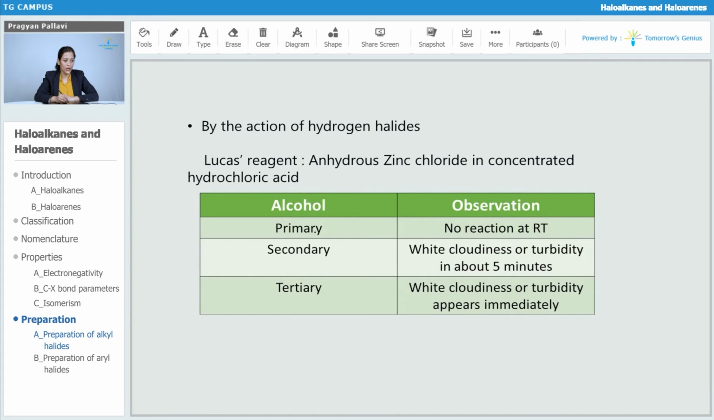So if we are having primary alcohol, it is found that there is no reaction. If we are having secondary, then white cloudiness or turbidity is observed in just 5 minutes. When we are having tertiary alcohol, white cloudiness and turbidity appears immediately, or we can say instantly. So in this way, using this Lucas reagent, we can distinguish primary, secondary and tertiary alcohols.